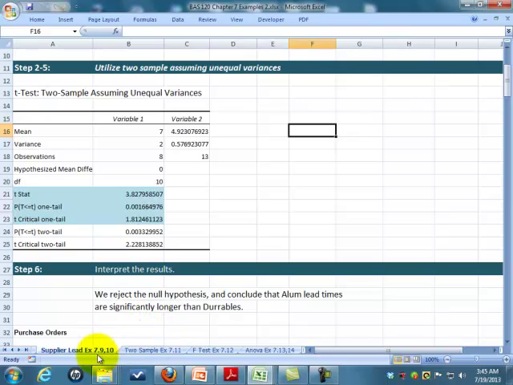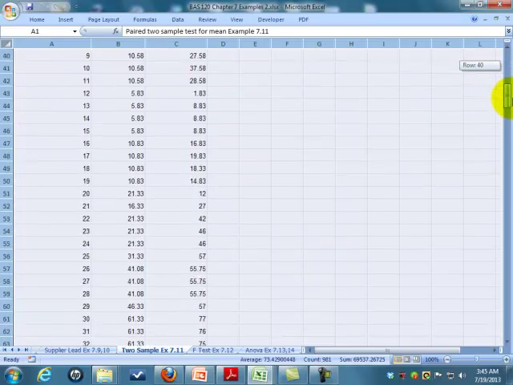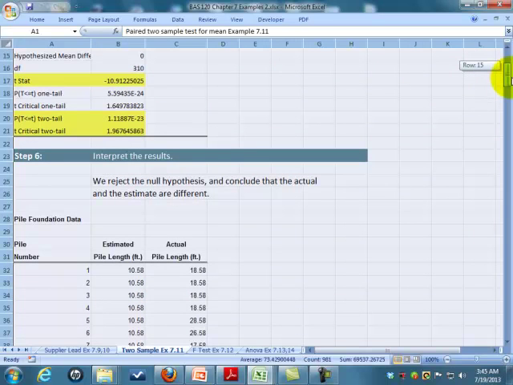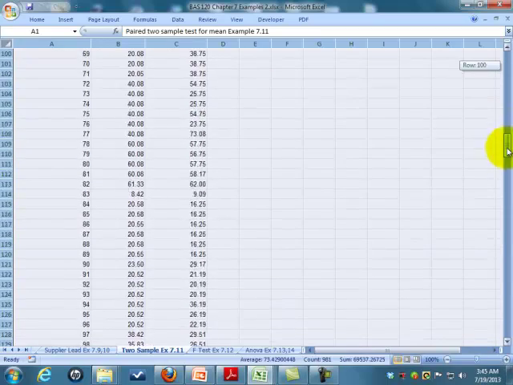Let's take a look at other examples. That was example 7.9 and 7.10. We combined the two. Let's take a look at 7.11. Here we have the same type of thing. We're taking a look at two different samples, and we're testing the two means. We took a look at the raw data down here, our estimated pile length versus the actual pile length, to see if there's a difference.